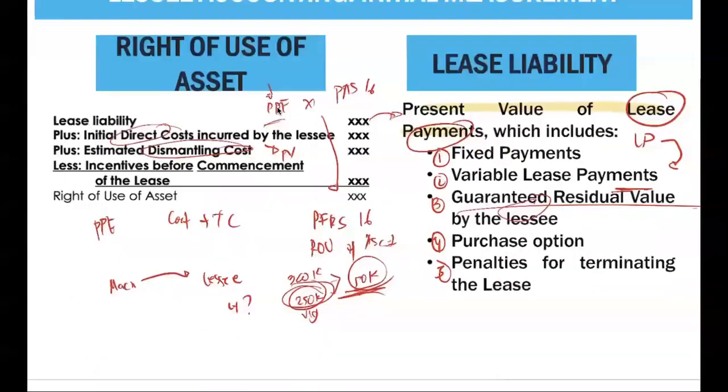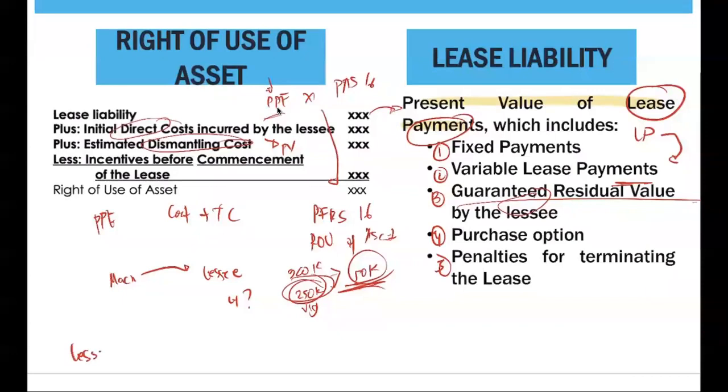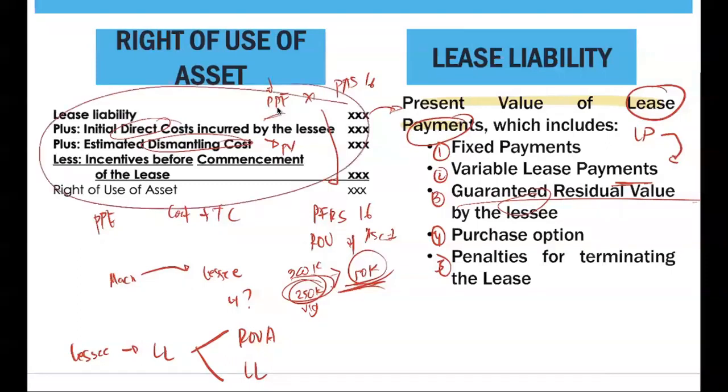Okay, so we have here your lessee. What will your lessee recognize? Actually, you recognize two items: right of use asset and lease liability. Your right of use asset, what are the items for its measurement? These items. For your lease liability, we have the following items. Please do not forget those items inside the right of use asset and lease liability.